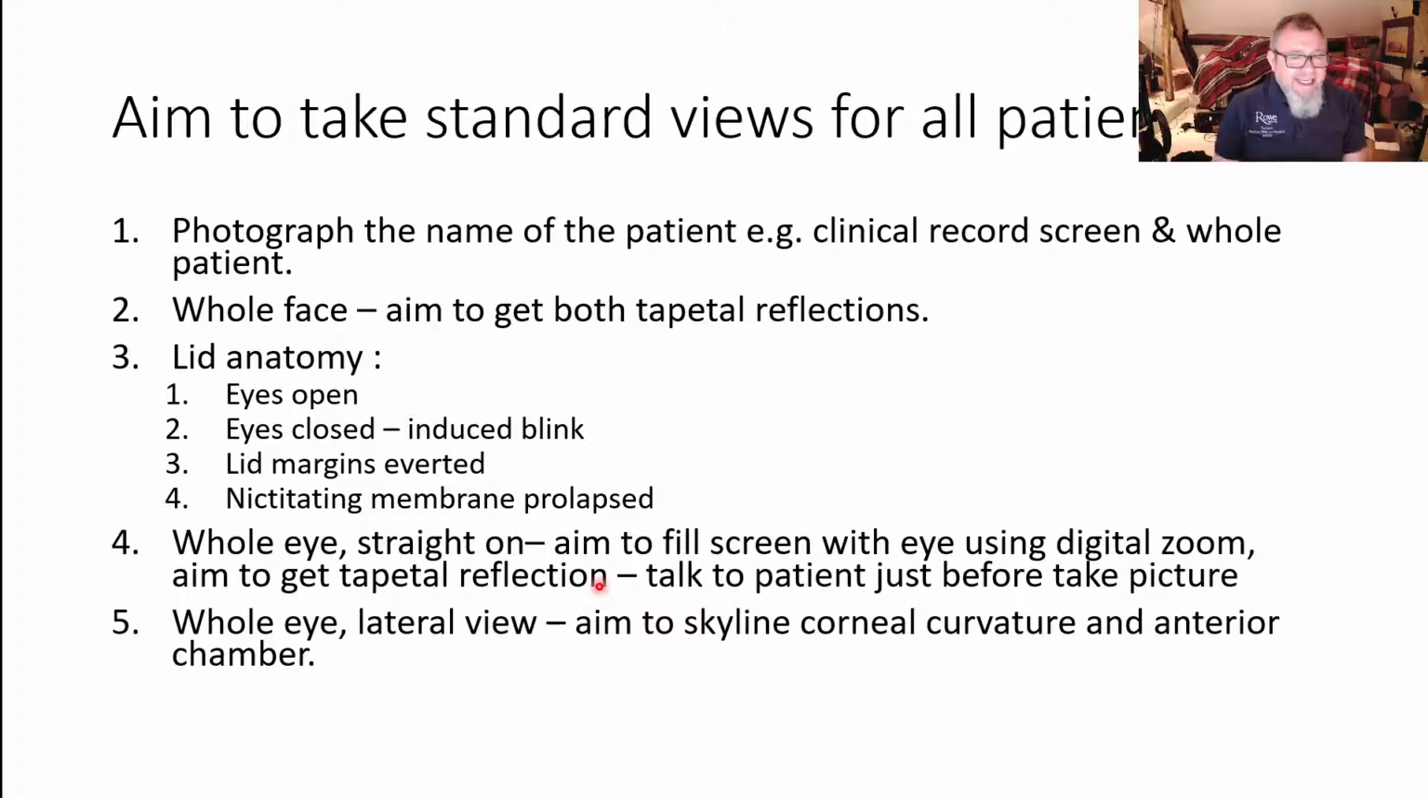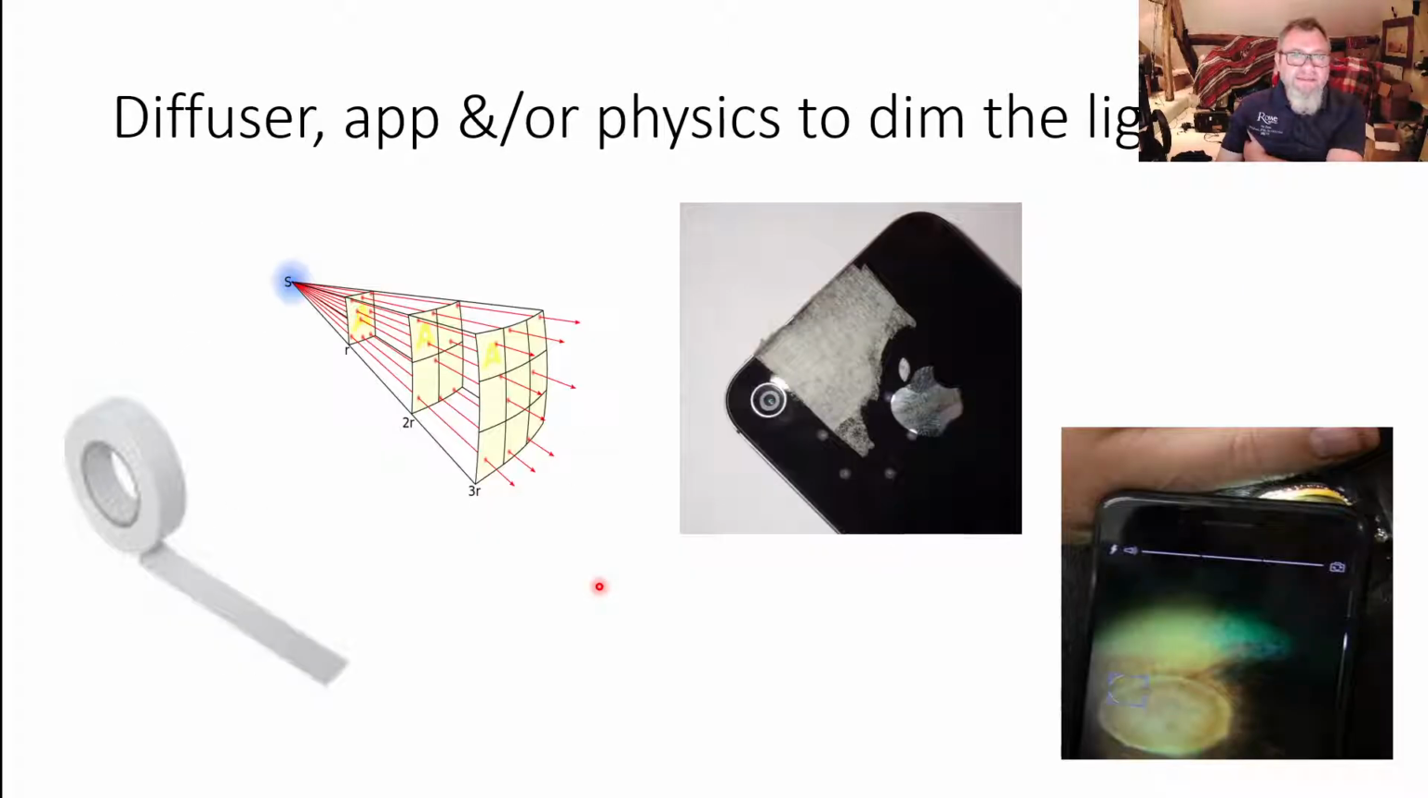We then look at each eye on its own, and we get them to look straight towards us. We aim to zoom in with digital zoom so it fills the entire screen with tapetum reflection, and we chat to the patients while doing this to get that particular view. And then we try and look from the side to get a lateral view, aiming to skylight the corneal curvature and the anterior chamber, which you often repeat immediately as well.